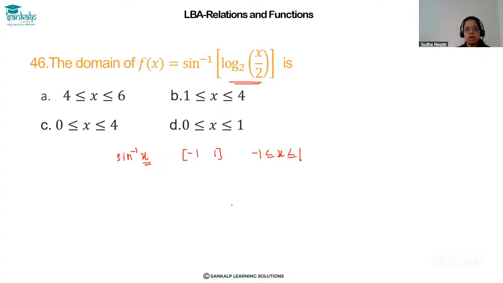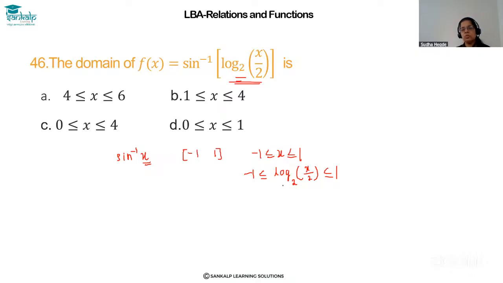So now, instead of x you have log x by 2 to the base 2. So replace it. So -1 less than or equal to log x by 2 to the base 2 less than or equal to 1. Are you getting? You are just replacing x by this. This is sine inverse x only. The x value is this.